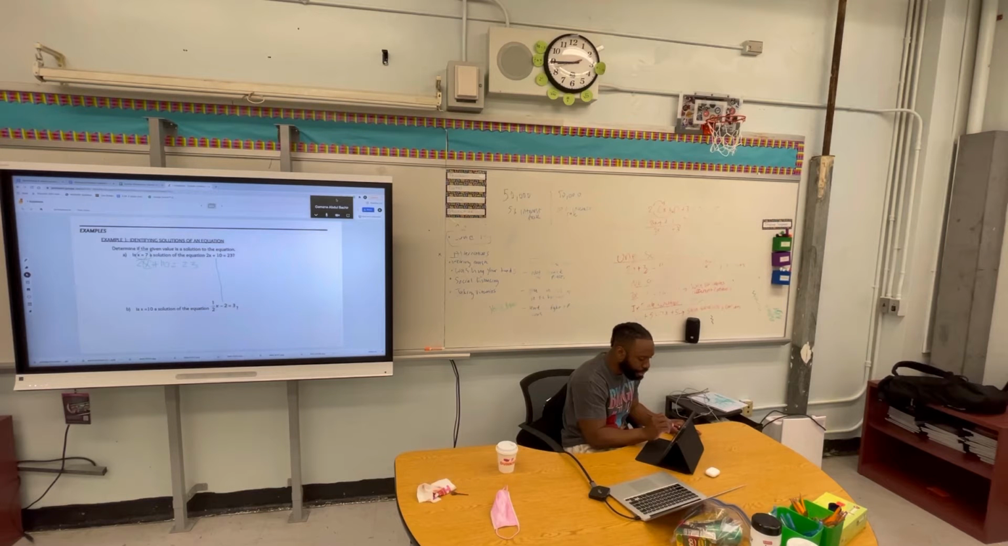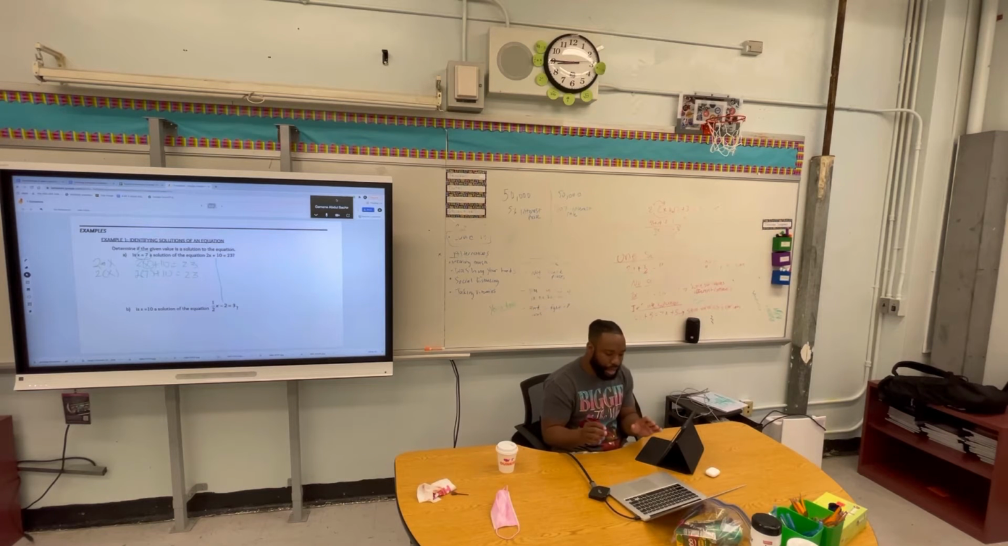Before we even get there, 2x means 2 times x. This is multiplication, correct? So this would be 2 times 7. The parentheses mean multiplication as well. You can either write 2x, 2 times x, or 2 in parentheses x. They both mean the same thing. So this 7 goes here, plus 10 equals 23.